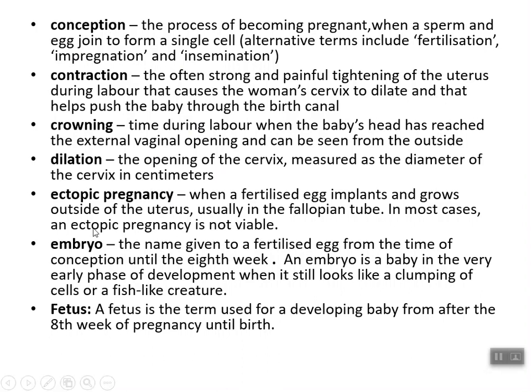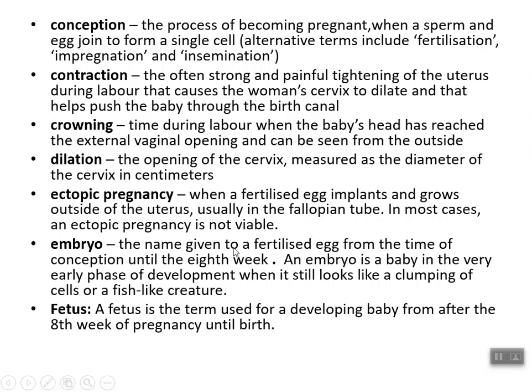Ectopic pregnancy we have discussed many times. It is when the fertilized egg, or fertilized ovum, implants outside the normal uterine cavity, in the fallopian tube or other areas. That is known as ectopic pregnancy. Embryo is the name given to a fertilized egg, from conception to 8 weeks. After 8 weeks, it is known as the fetus.